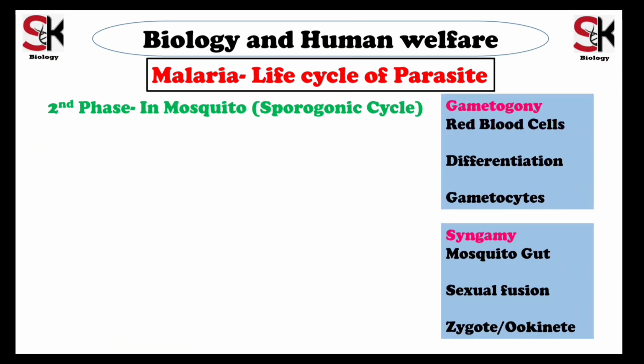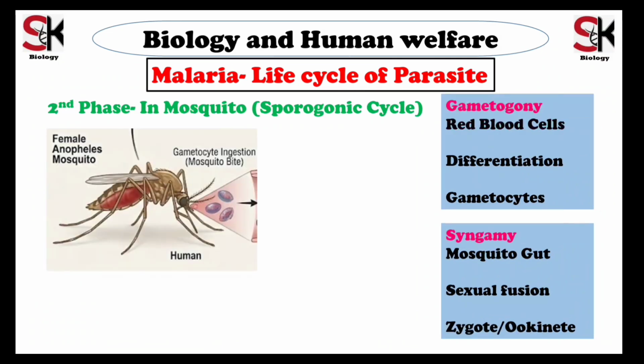Some merozoites inside red blood cells do not continue multiplication. Instead, they differentiate into male and female gametocytes. When another female mosquito bites the infected person, these gametocytes enter the mosquito's body.